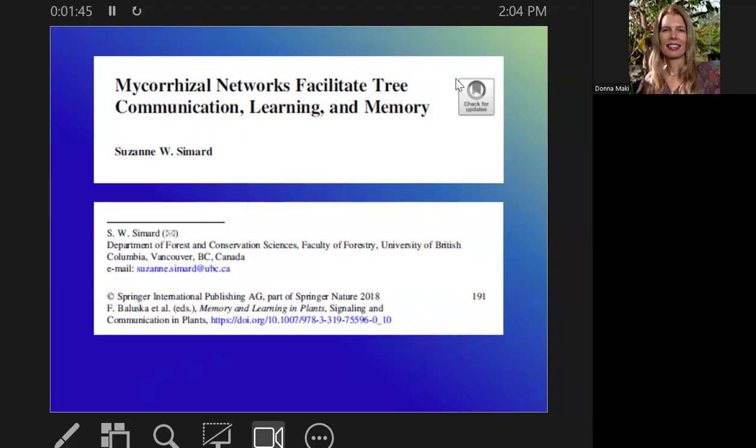This is a chapter from a book. I posted this into Educat for reading. In this chapter, she's really pushing the idea of mycorrhizal networks and that you need to consider them. She's pretty much going with the idea of the holobiont theory, where you have to consider the host trees in this case and their associated mycorrhizal fungi in particular.